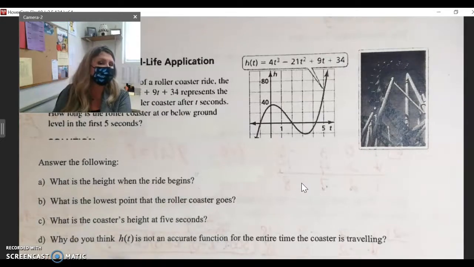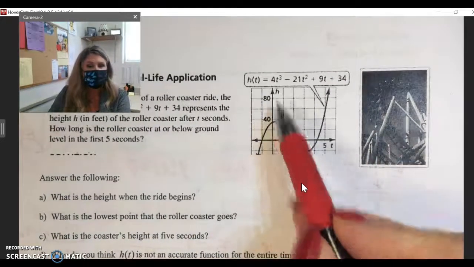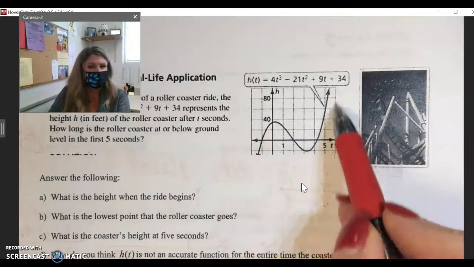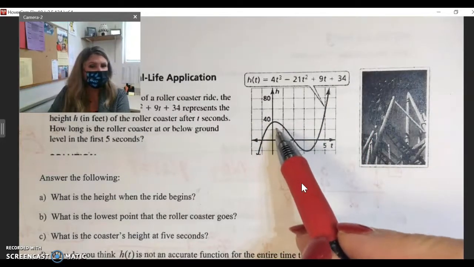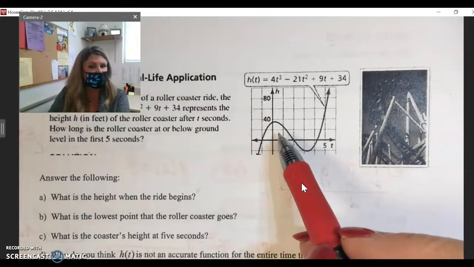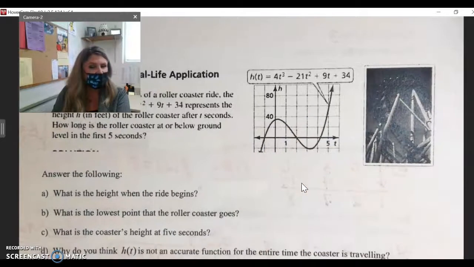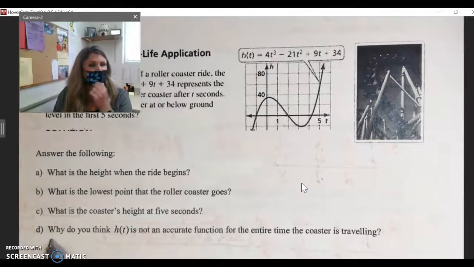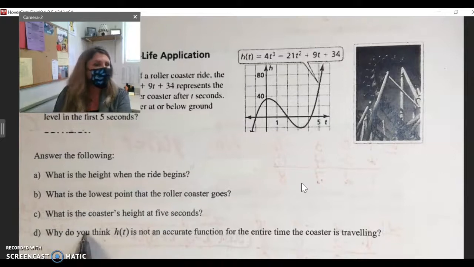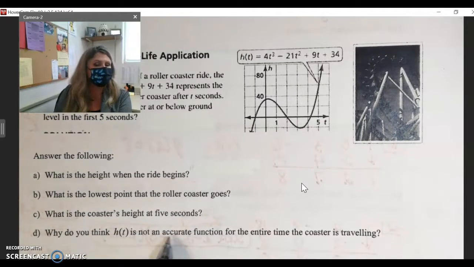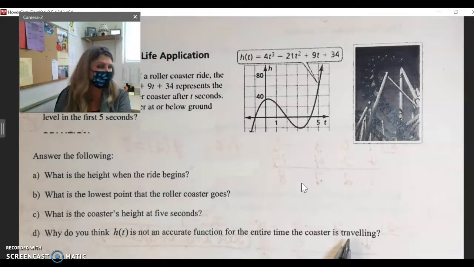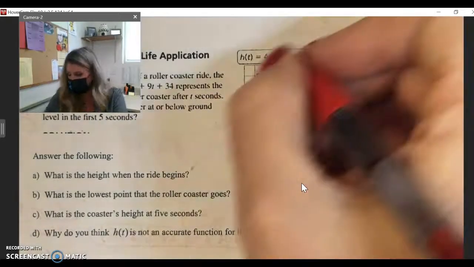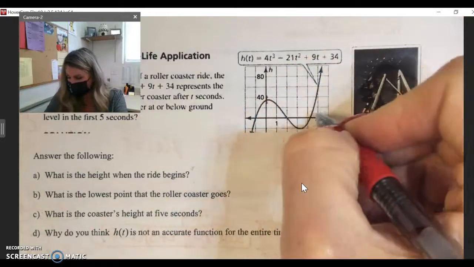Listen up, please. So this is our polynomial function right here. Now, it says that it's only applicable for the first 5 seconds. I actually want to ask this question first. Why do you think the function is not accurate for the entire time the coaster is traveling? What do you think, Krish?